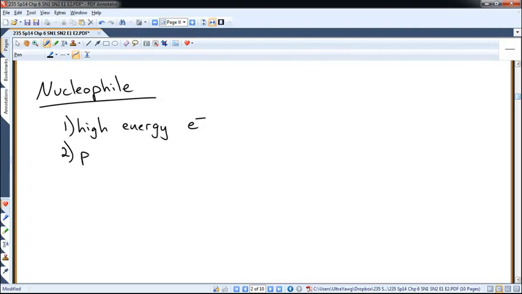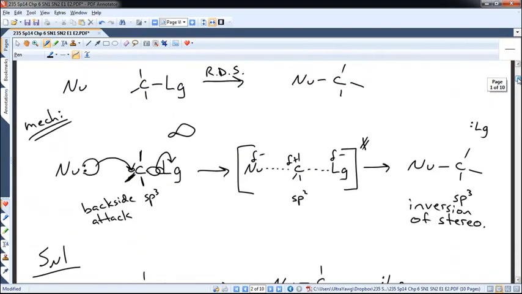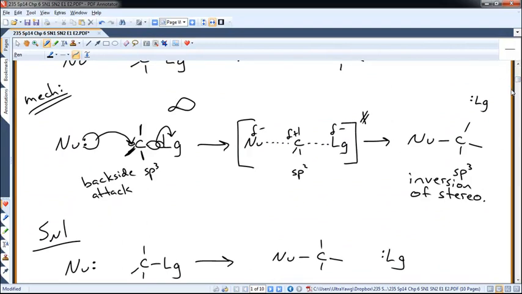Number 2, polarizable electrons. So not only is it enough that the electrons have to be high energy, they also have to be able to move around a little bit in space. That's what polarizability is. It's the ability of electrons to move around in space.